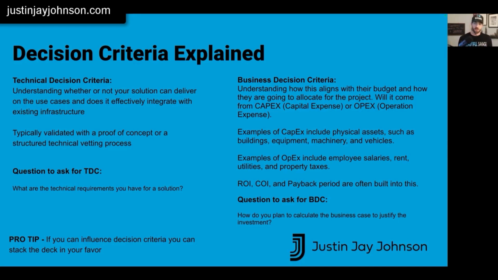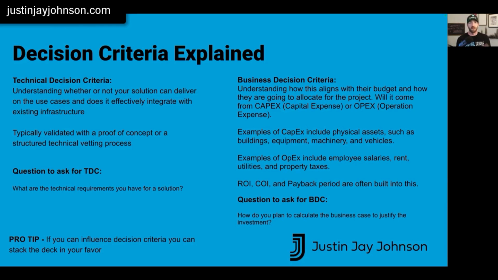And then for the business criteria, hey, how are you going to calculate the business case to justify the investment? So it's not just how are you going to justify, but how are you going to calculate the business case to justify? And that'll help you align with them. And a pro tip I want to share with you, if you can influence the decision criteria, that's going to significantly stack the deck in your favor.